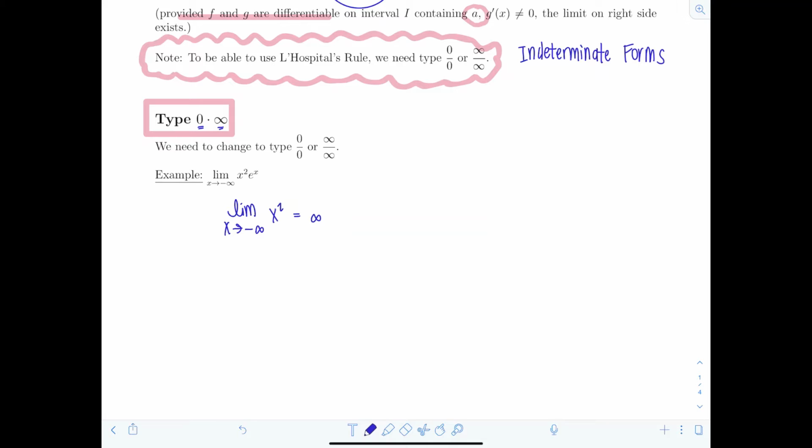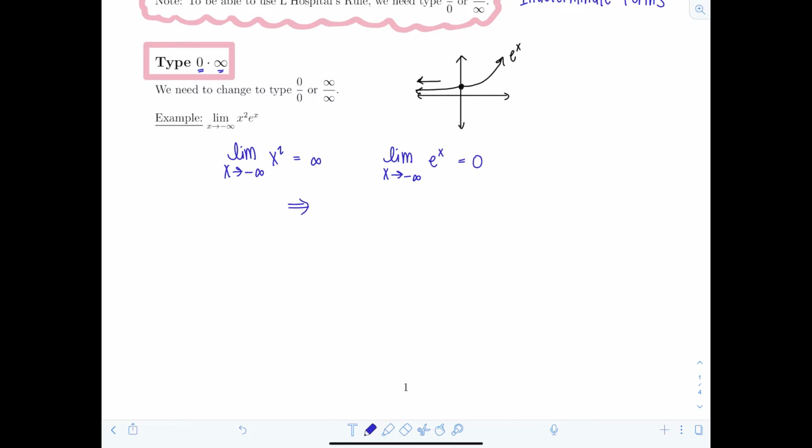Now the other part of our terms, e to the x, if I think of the limit as x approaches negative infinity of e to the x, well, think of the graph. Do you remember what e to the x looks like? Our exponential function goes through 0, 1, and it has a horizontal asymptote at y equals 0. So here's e to the x. So as x approaches negative infinity, what is e to the x approaching? That's right, it's approaching 0. So notice here, this limit is of the type infinity times 0. So we have an indeterminate form.